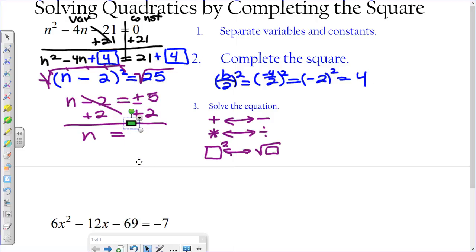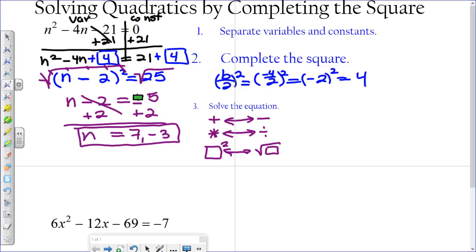Let's cover the negative. If I have positive 5 plus 2, the answer would be positive 7. So the answer is 7. Now, cover the positive sign. Negative 5 plus 2 will give you negative 3. So my answer is negative 3. And that's it. That is your answer. That is your problem.